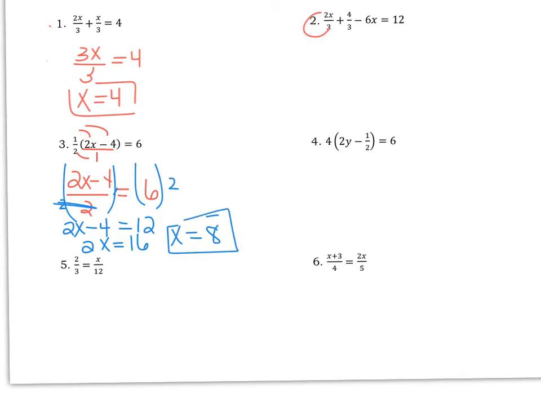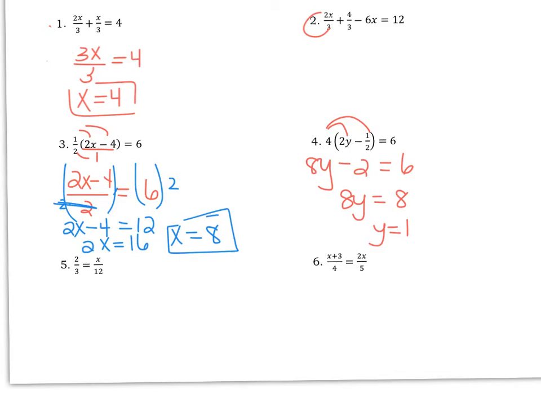X is 8. I'm sure there's probably a couple of other different ways you could do this problem, but that's just another way to do it. If I jump over to number 4, it's a little different because I have to distribute with a fraction inside. So if I distribute 4 to 2y, that's 8y. And then half of 4, well, that's 2. And that's going to equal 6. So go ahead and solve that problem from there. So now I'm going to have 8y equals 8. So y equals 1.